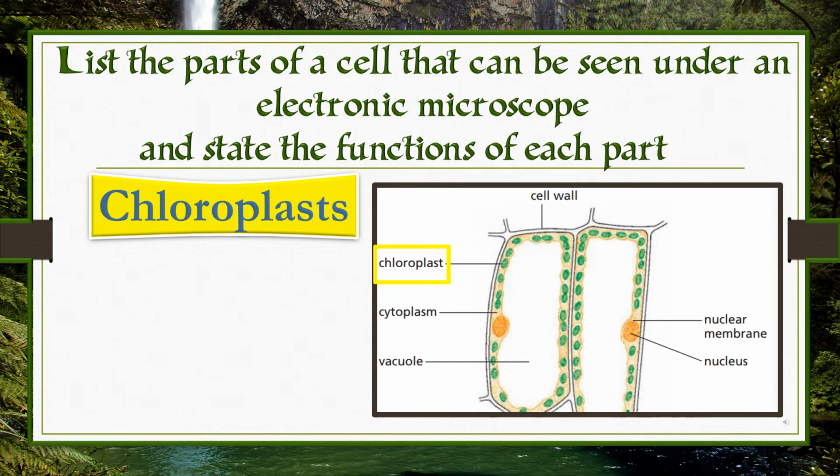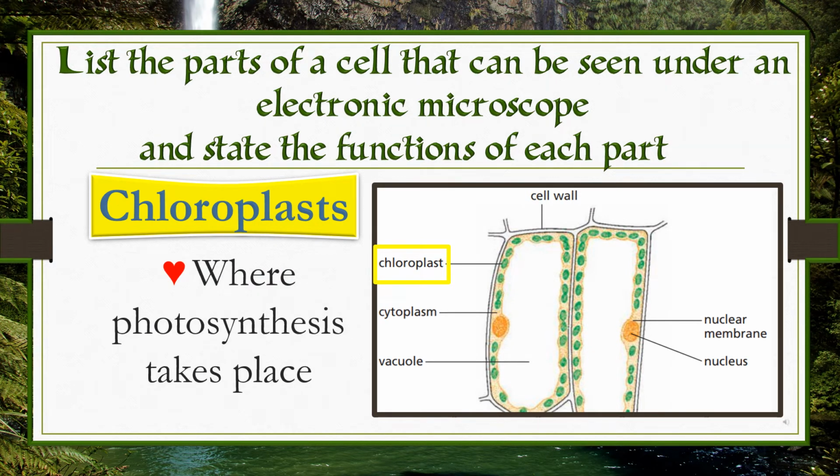We have the chloroplasts. Chloroplasts are found in plants. And in the chloroplast, it's where photosynthesis takes place.